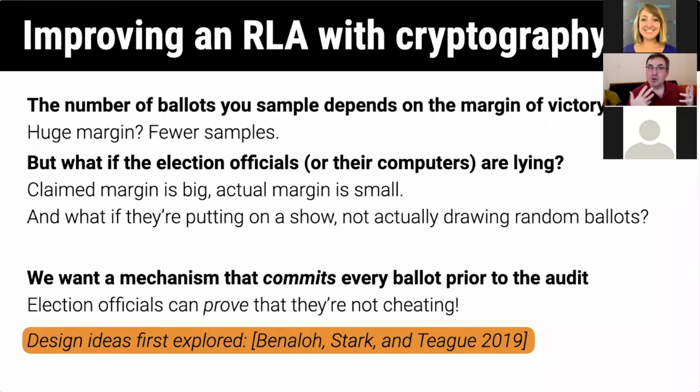And of course, if you can arrange for there to be a very large margin of victory, you make the sample size small. And that makes it easier to do some sort of sleight of hand trick where you might try to forge the entire process of the risk-limiting audit. So we want to use a cryptographic mechanism that allows the election officials to commit to lock down every single ballot before they start the audit in such a way that helps them prove, in a cryptographic and statistical sense, that they're not cheating in the election.